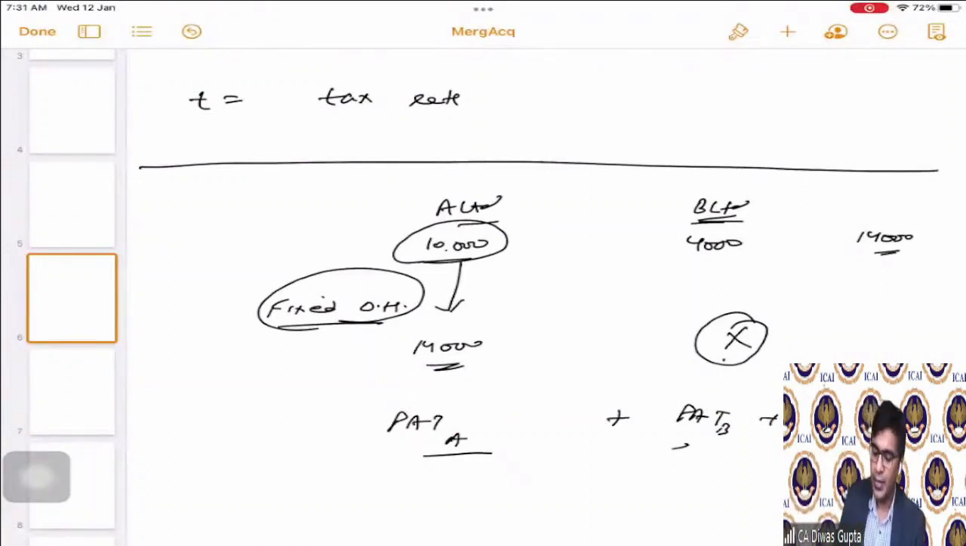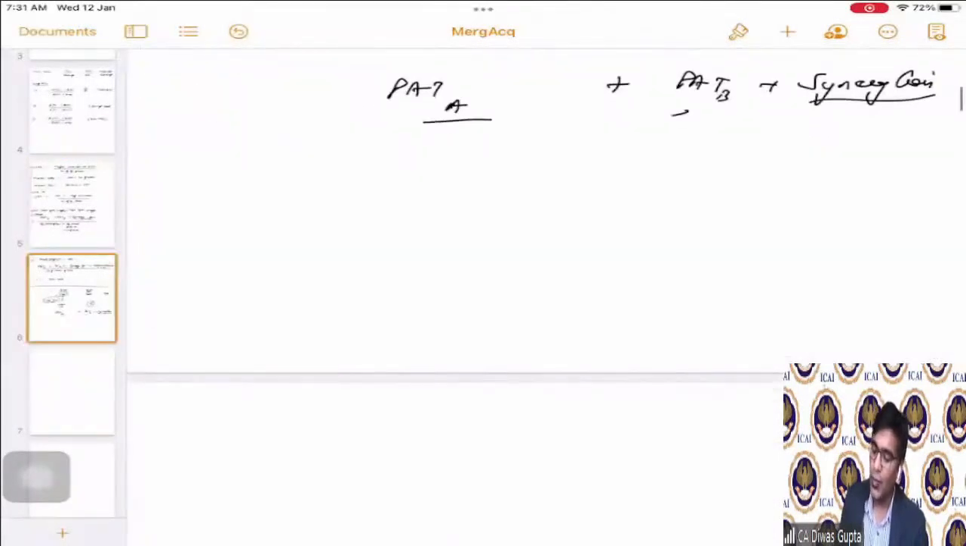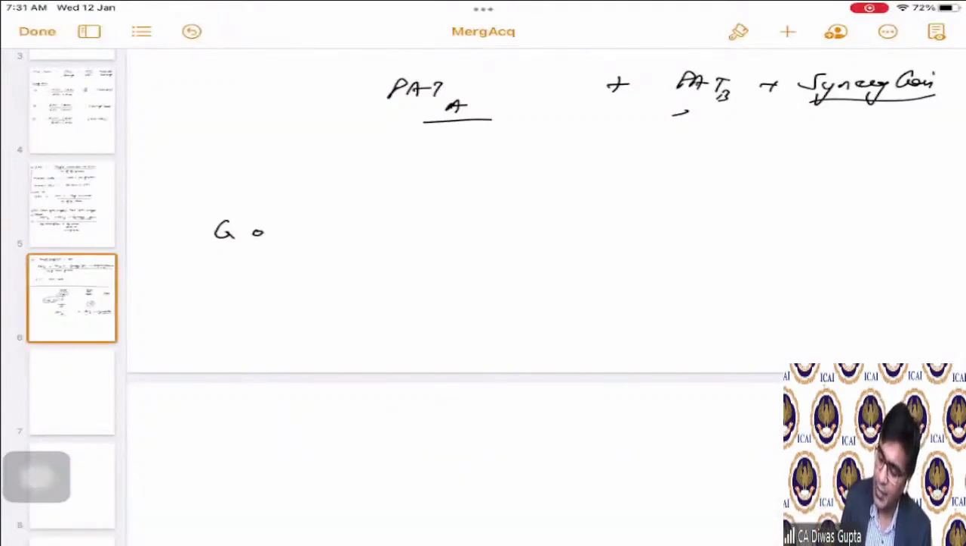Correct? Now, what is goodwill? Goodwill is something like, for example, if you go and purchase something for a higher amount than its real worth, that is called goodwill. So for example, now this land, okay, the real worth of the land is 10 crores, but you end up paying 12 crores.